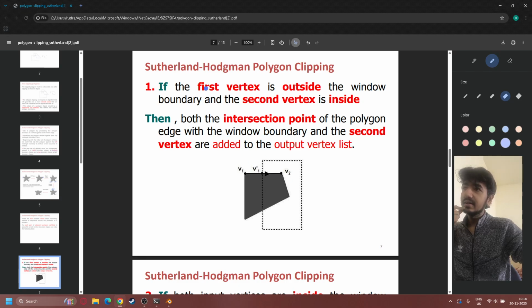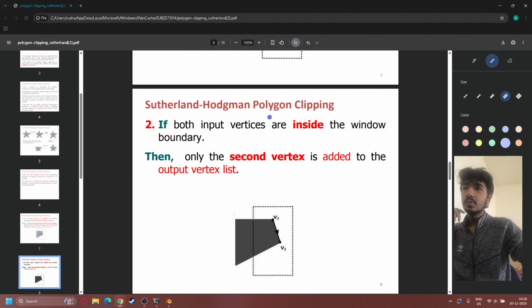In this example right here, the first index is outside the window and the second index is inside. Then both the intersection point of the polygon with the edge of the window, which is right here V dash, and the second vertex, which is inside, are added to the output list, and this one is removed, thereby this whole portion is removed. In the second case scenario, both the input vertices are inside. Here we have V1, V2, both are inside. Then only the second will be added because they both are inside anyway, and these other vertices are ignored and thus removed.